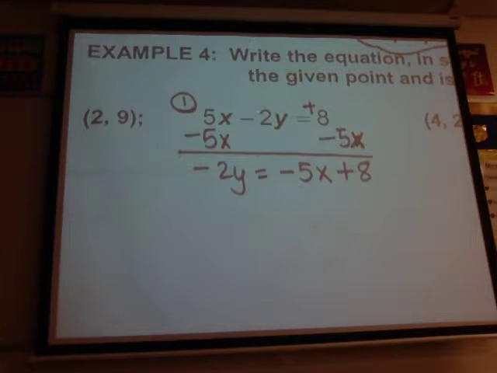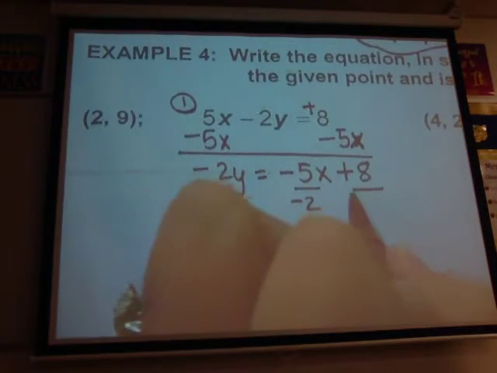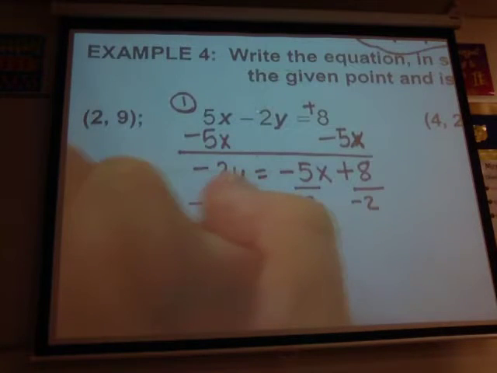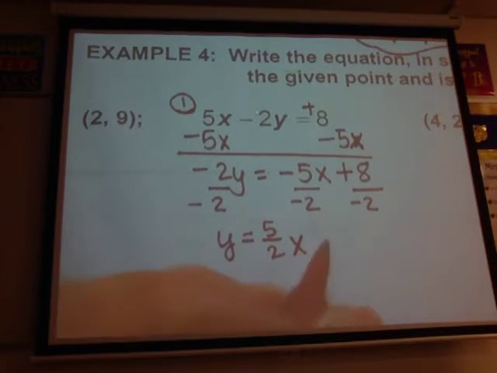Is y completely by itself? No, so I need to do what? Divide by what kind of 2? Negative. Okay. So that gives me y equals 2 negatives make a positive, 5 halves x, and 8 divided by negative 2, negative 4.